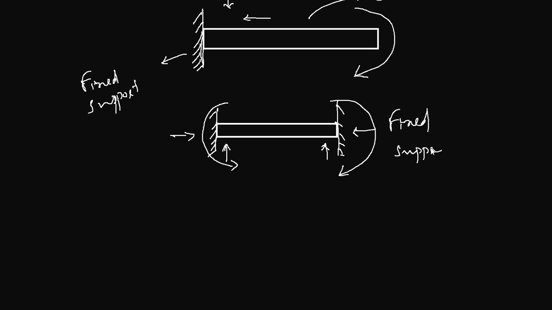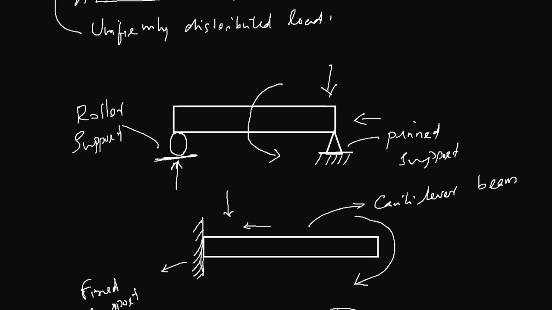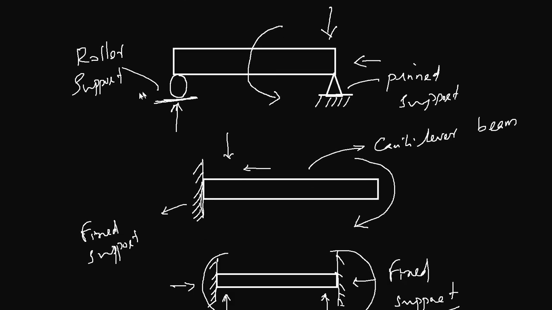Fixed support. So from the beginning, once again, you have three types of loads: a uniformly distributed load, a point load, and a uniformly varying load. And you have three types of supports as well. One is a roller support, which can only resist the normal force, and the second is the pin support, which can resist forces in two directions, y directional forces and x directional forces, but it cannot resist a rotary force which is trying to bend the beam.